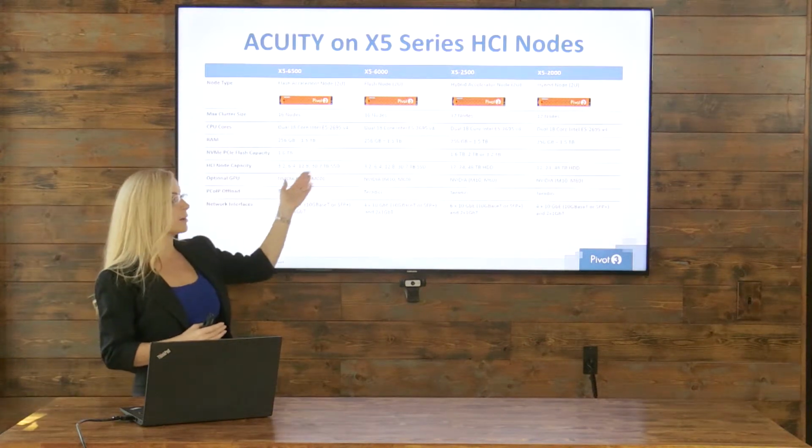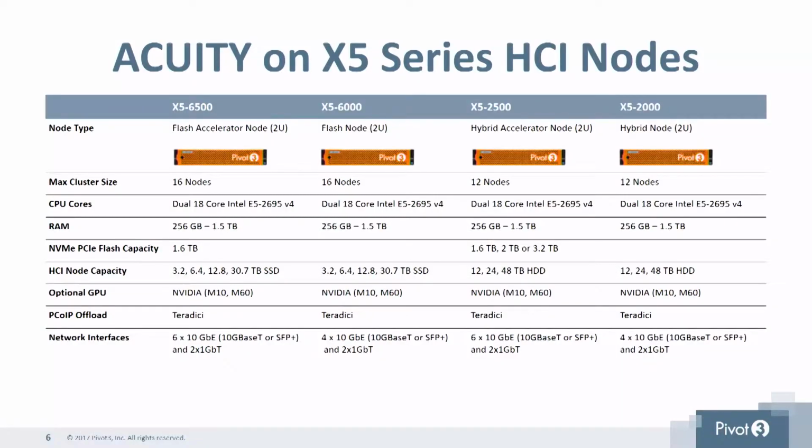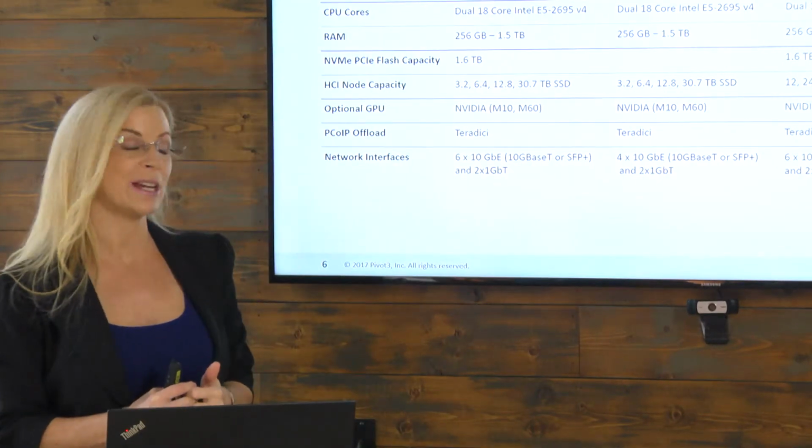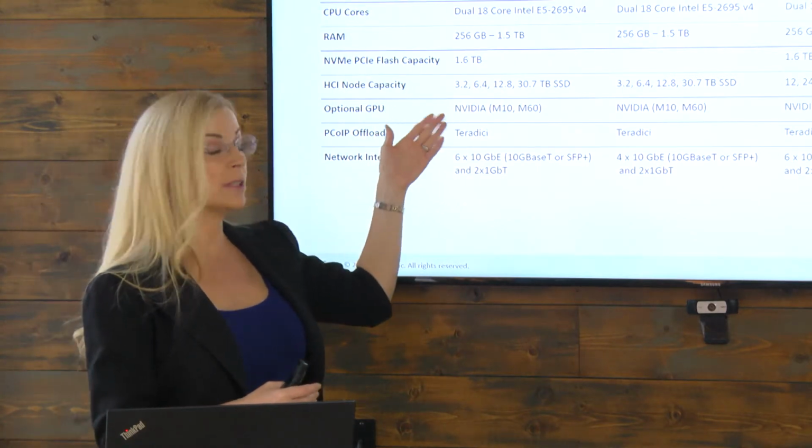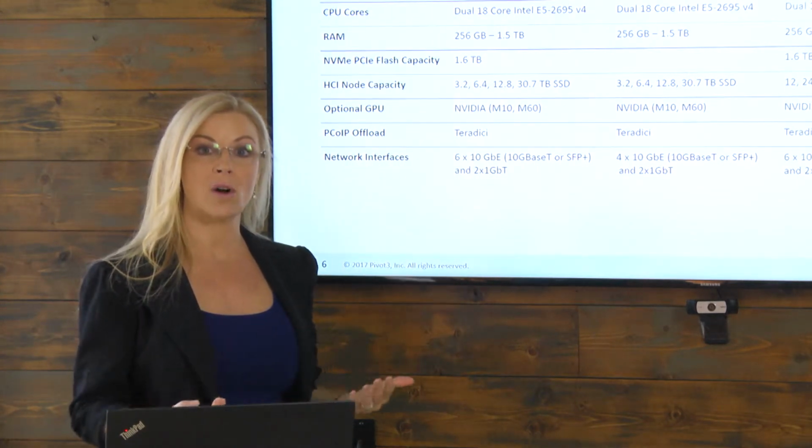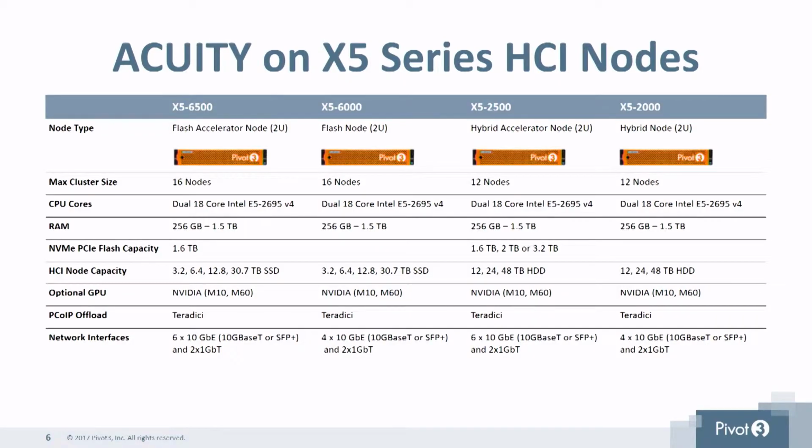Our node sizes vary. This talks about the total raw capacity within the nodes. You can see that from a flash perspective, our largest node size is a 30.7 terabyte SSD node. And our largest node today on the hybrids is a 48 terabyte node. These nodes, accelerated and non-accelerated, can all have graphics cards within them, as well as Teradici PC over IP cards. And there's varying network depending on whether it's an accelerated node or a non-accelerated node.